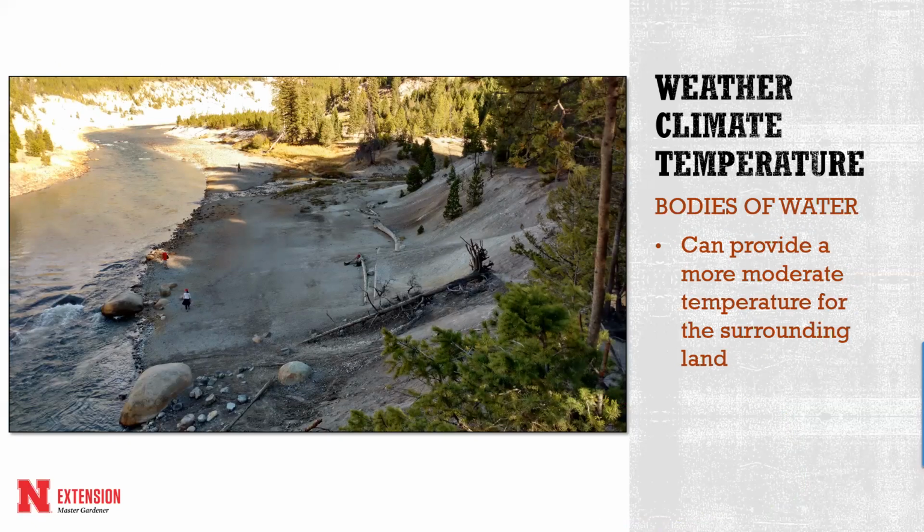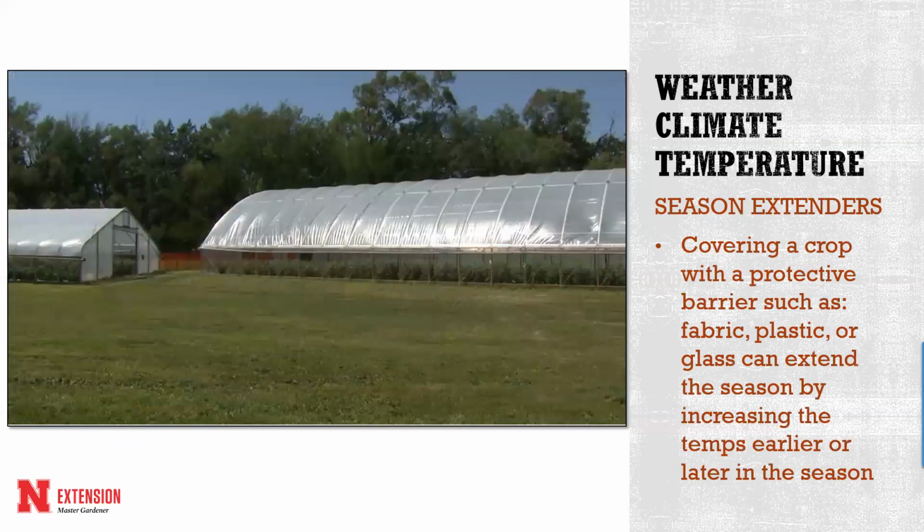So we talked about water a little bit ago, and bodies of water can manipulate temperature, and commercial growers use this quite a bit in irrigation. But if you have a body of water by you, it definitely does moderate the temperature in the surroundings of your land. You can moderate temperature with season extenders, covering a crop with protective barriers: plastic, fabric, glass. This definitely extends the season by increasing the temps earlier and later in the season.